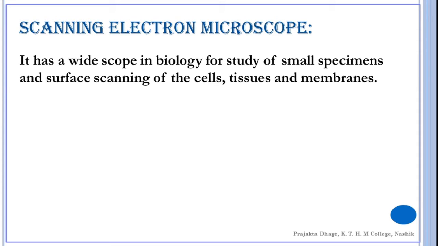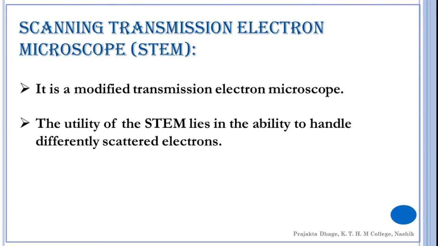Now we'll move on to another important type of microscope, which is called the scanning transmission electron microscope. It is a combination of both scanning as well as transmission electron microscope. So basically it is a modified transmission electron microscope.